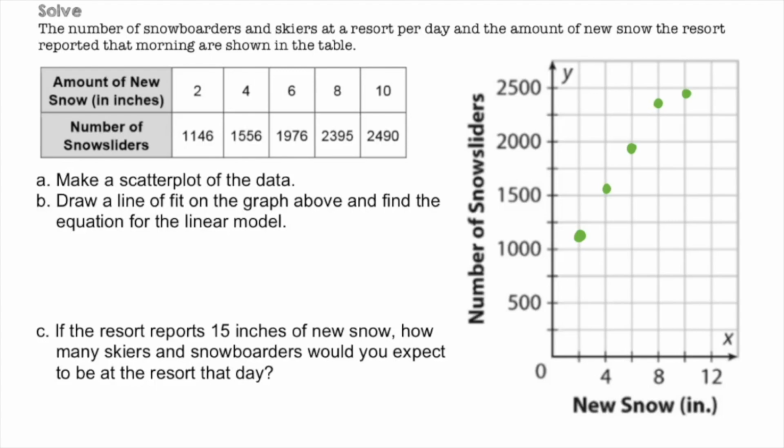B says draw a line of fit on the graph above and find the equation of the linear model. So we have to draw a line that goes through most of the data and it goes through the center of that data. So you kind of want to judge it based on the points that you're given, and that's the direction that you go with your line. And you want to be in the most center spot possible. It's not a perfect science. So my line's going to look like that.